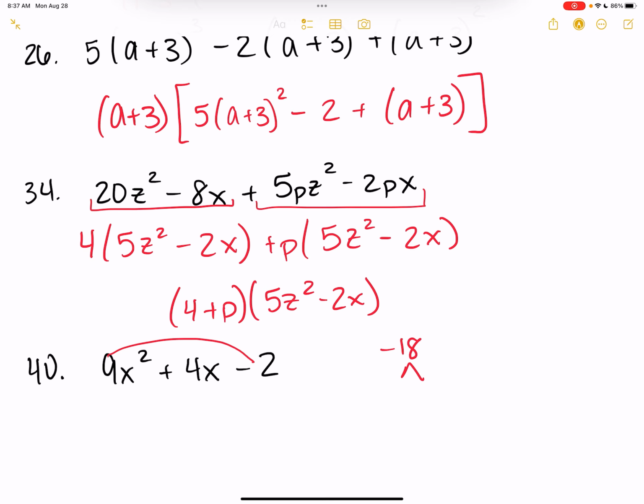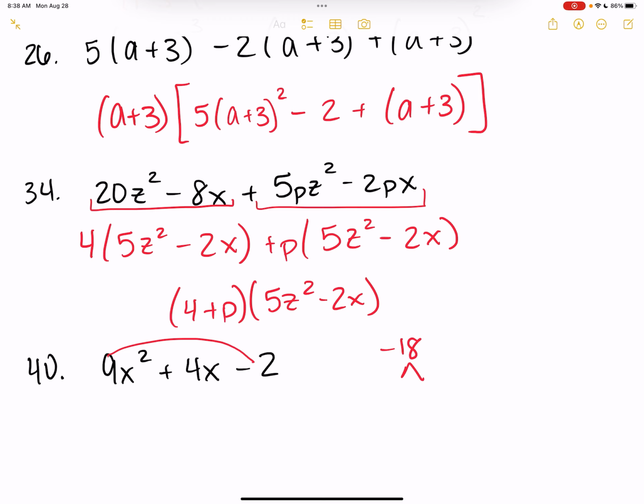So anybody know factors right off the top of their head that would work? 3 and 6. Okay, do 3 and 6 add up to 4? Oh, for 4. Oh, my bad. Okay.